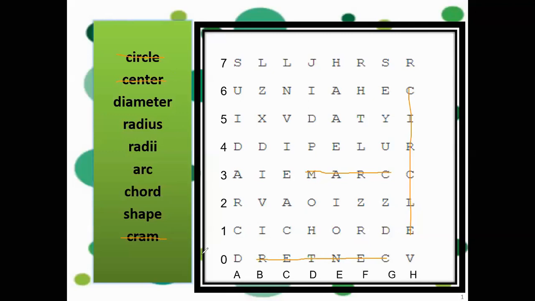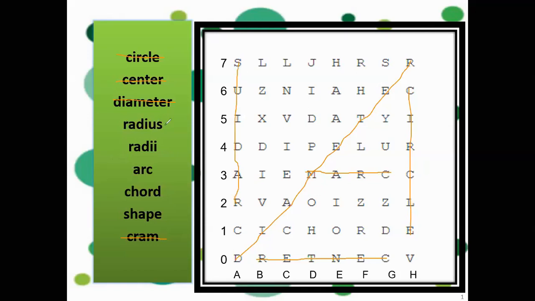Now let's find the word diameter, Joshua. Diameter begins at A0 and it ends at H7. Good job. How about the word radius? Good job, McCarty and Ward, Johnson and Mackey. Radius begins at A2 and ends at A7.